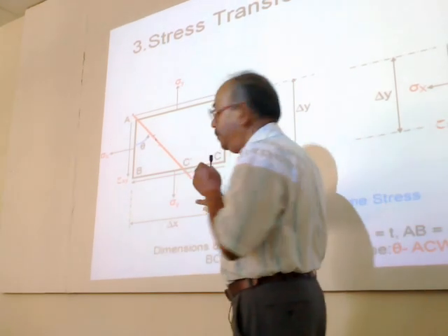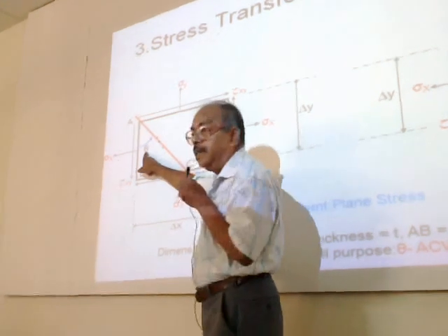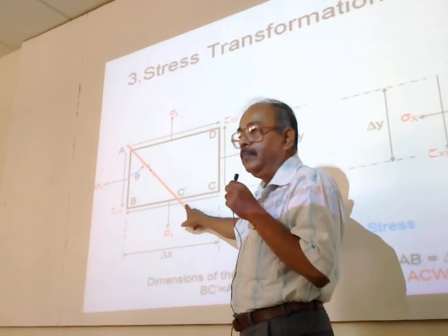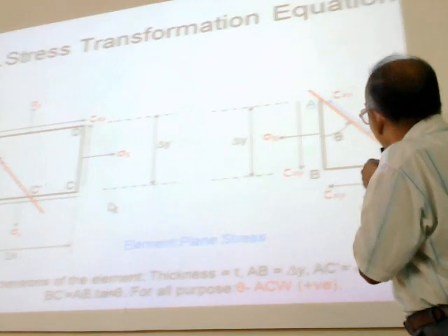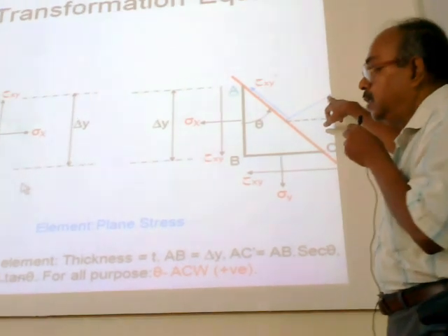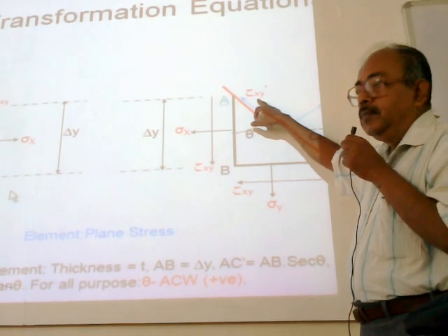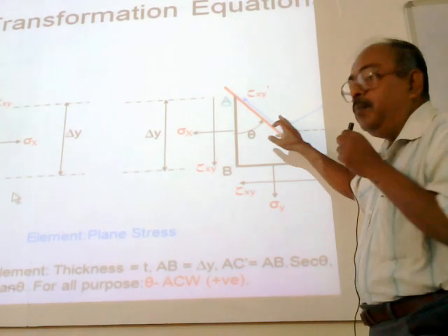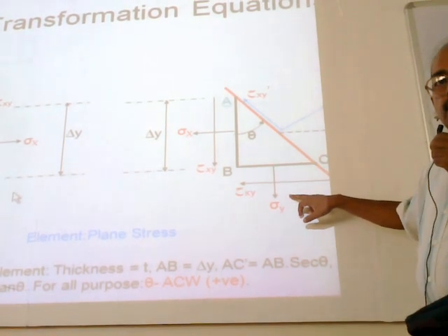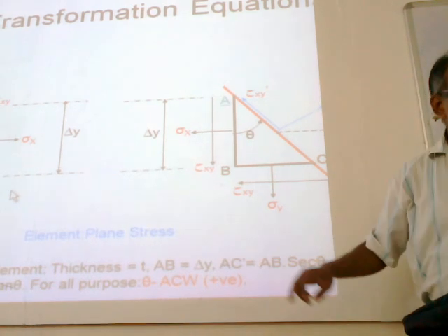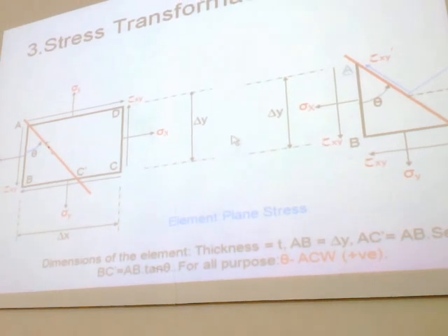We draw a plane. This plane is a new plane, at angle theta in the anti-clockwise direction, AC prime. Over this plane we represent the normal and tangential components. Normal is sigma x prime and tangential is tau x prime y prime. These two quantities can be determined from the known given data. So you write down the given data here, otherwise you will not be able to follow it.